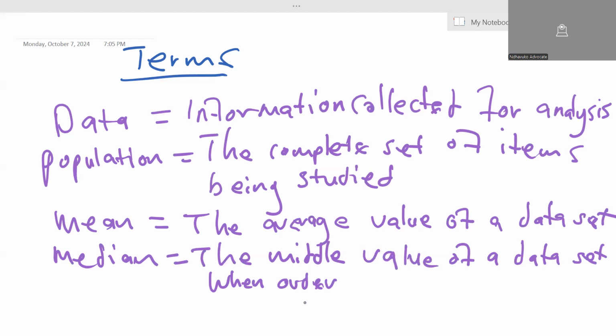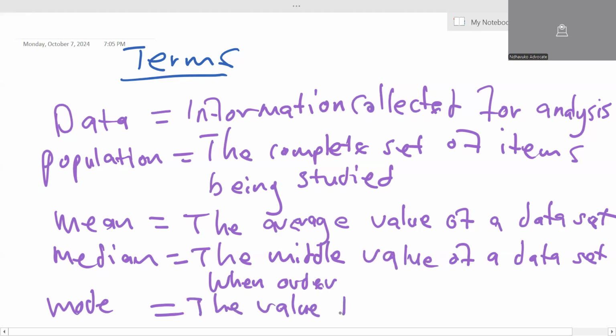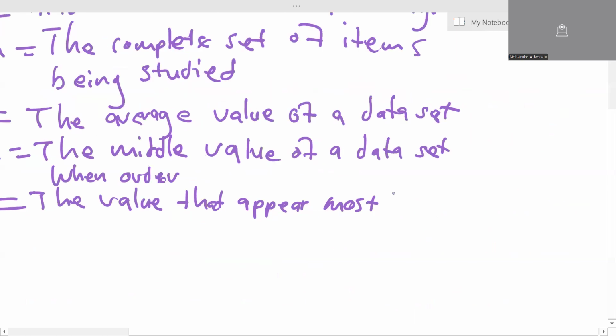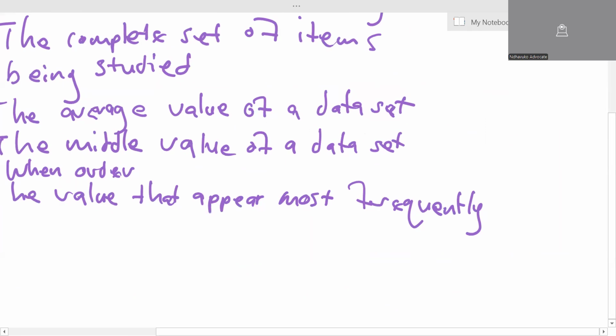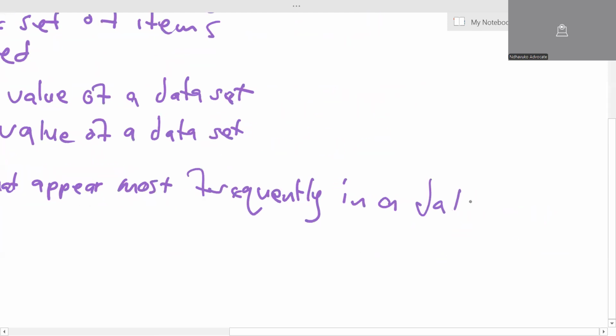So this mode is the value that appears most frequently in a data set. The value that appears most frequently in a data set. This session is being recorded.